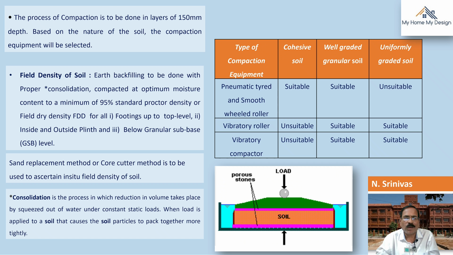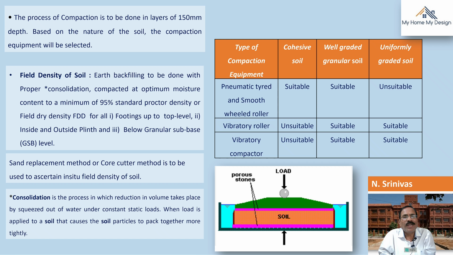Similarly, vibratory compactor. Three types of compactors are there: pneumatic tired, vibratory roller, and vibratory compactor. So vibratory compactor, again unsuitable for cohesive, suitable for well graded and suitable for uniformly graded soil. So these are the types of compaction equipment and types of soil. Different types of compaction equipment are used for different kinds of soil.